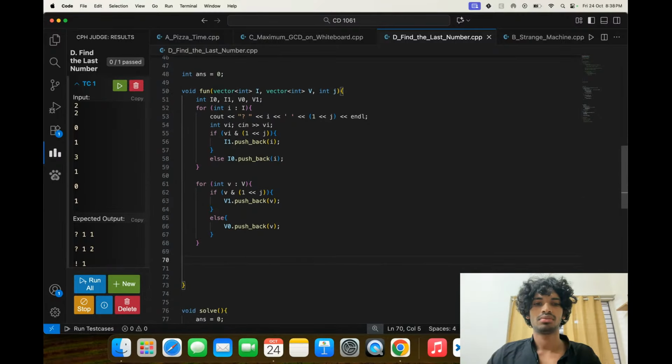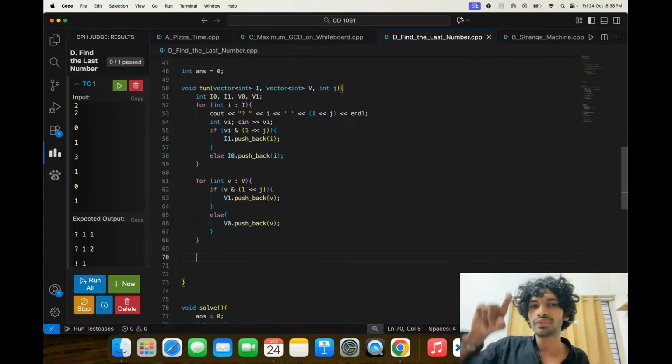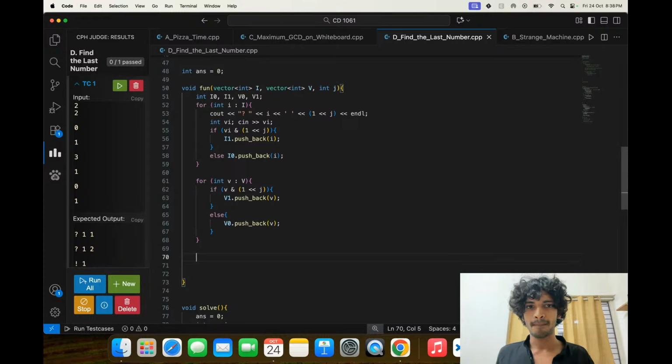So what does this mean? Based on that bit, you have split them. So whichever is not equal, you have to go and find among them further. Okay, you get it?